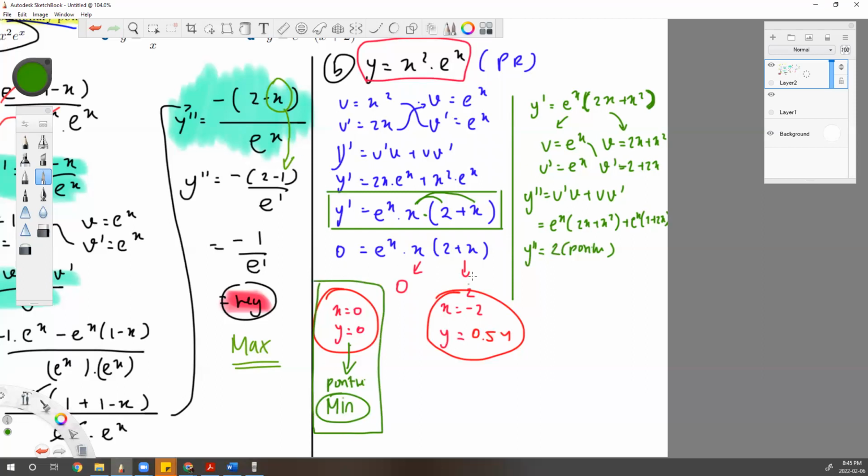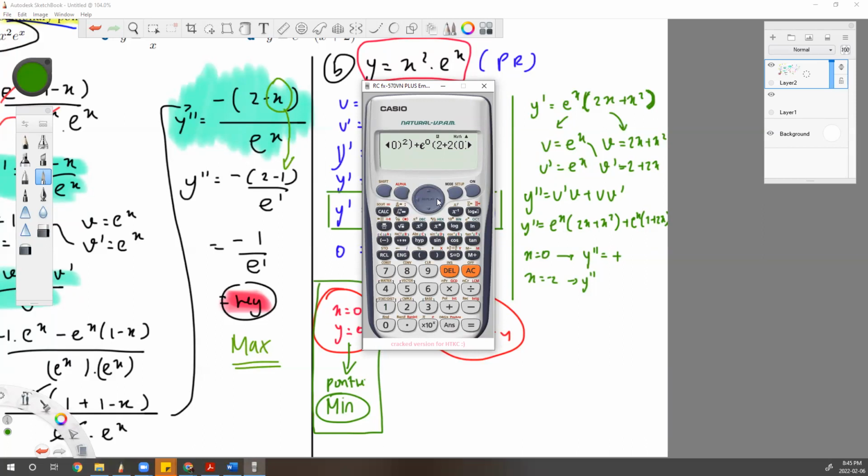And then we have the other stationary point. You change the x by -2, and you need to find, okay, I think I need to give you the explanation here. So when x equals 0, the second derivative is positive, right? And then next, when x equals -2, what is the value of the double derivative? Again, you need the help of the calculator. You change every 0 by -2, right?